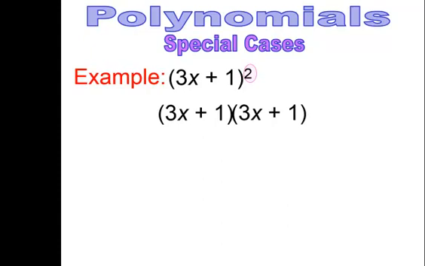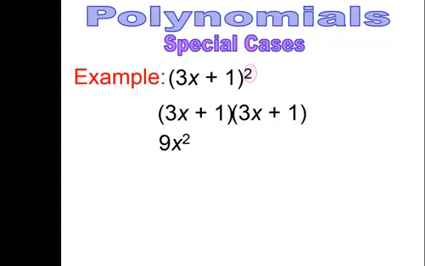So you end up having the 3x plus 1 times 3x plus 1. So it's a special case, and with special cases, make sure you remember that if a base is a binomial, you need to take that binomial, write it twice, and then multiply it out. So we're going to do the same thing we did with the previous example. We're going to take the first term, multiply it to the first term in the second parentheses.